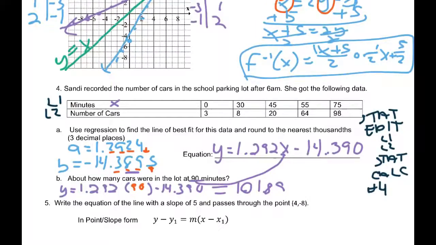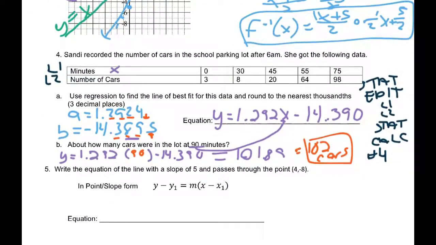So we'd say about 102 cars. All right, the last question on this page says, write the equation of the line with a slope of 5 that passes through the point (4, -8). And it wants it in point-slope form.